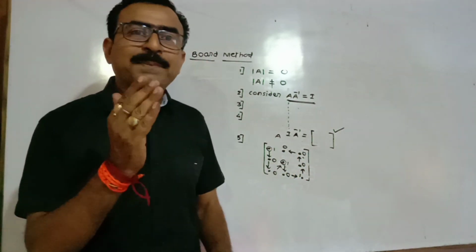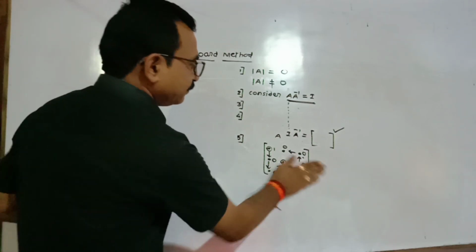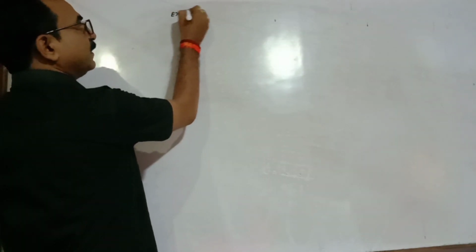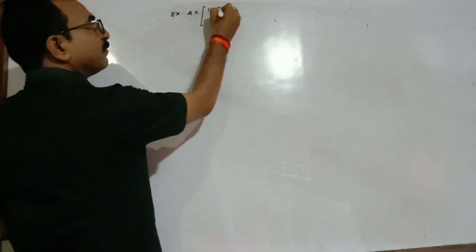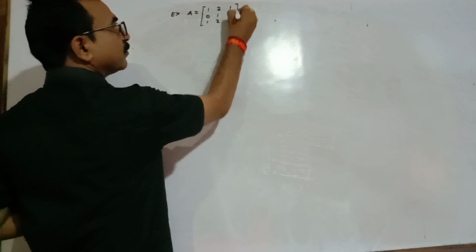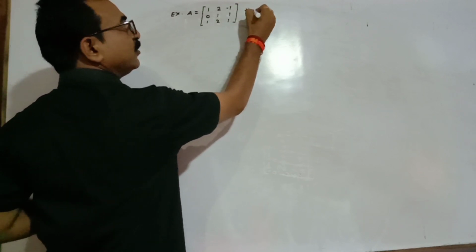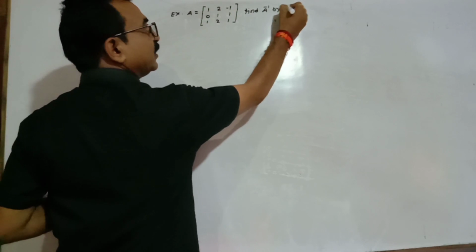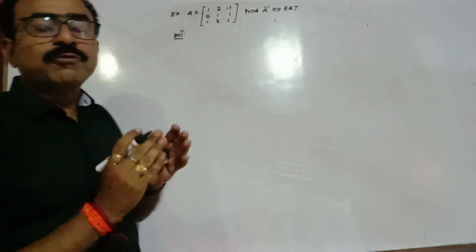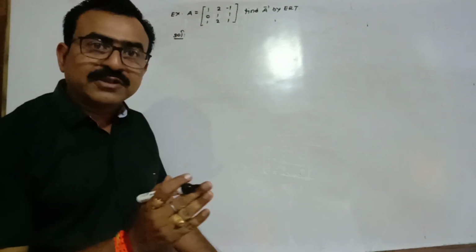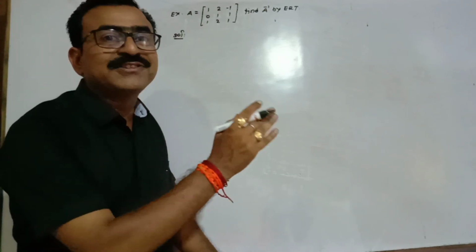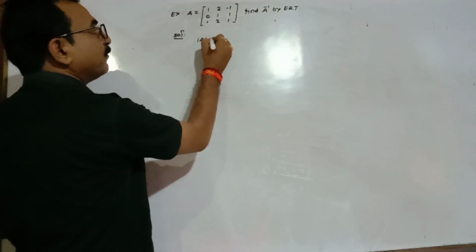Understood? To understand this rule better, let us take one example. You are given this matrix A having these elements, and your question is to find A inverse by using elementary row transformation. Okay? So students, what is your first rule? Check whether the matrix is singular or non-singular, and for that purpose find the value of its determinant. Okay? So determinant of A.